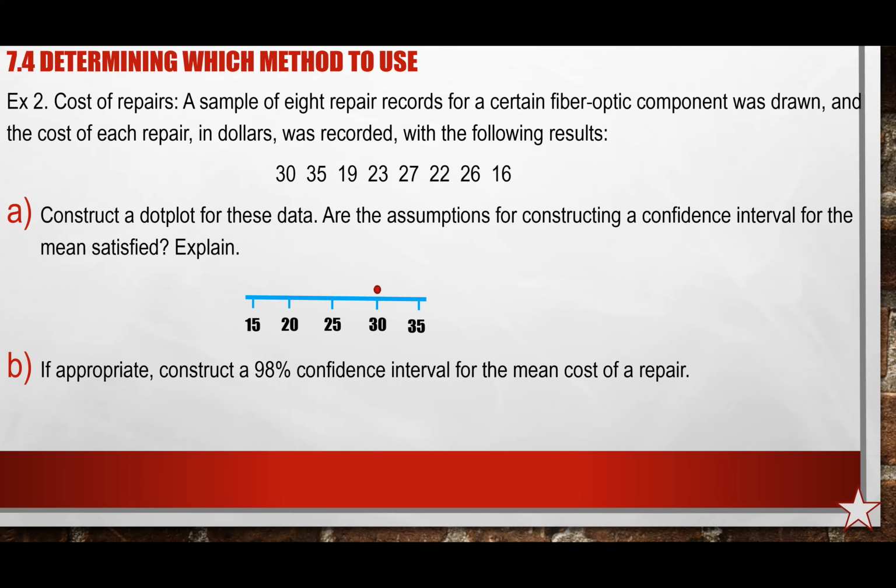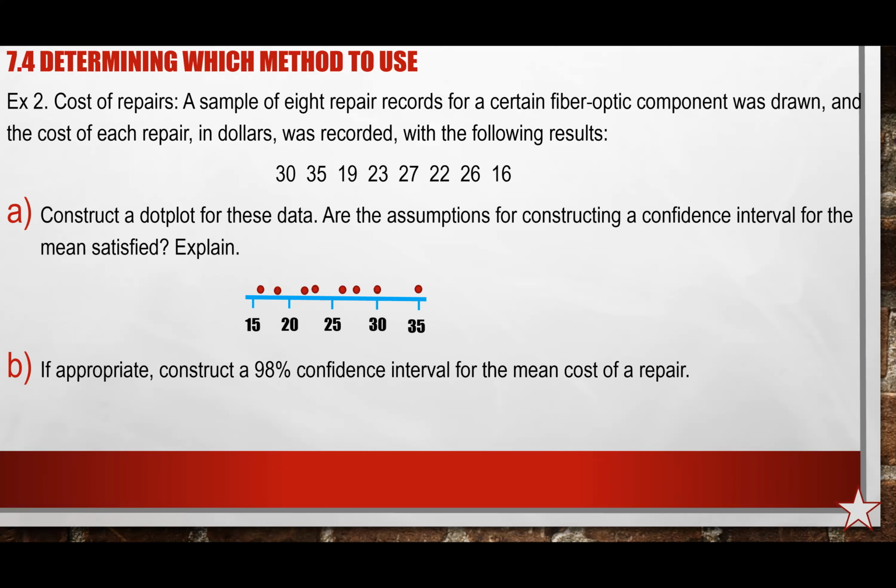So in this case, I have one data, $30, one data, $35, $19 somewhere here, $23 somewhere here, $27, $22, $26, and $16. So basically I just go into each of my data. And again, I can list 15, 16, 17, 18, 19, 20, so on and so forth. But we don't need to be exact. We just need to have an estimate, right?